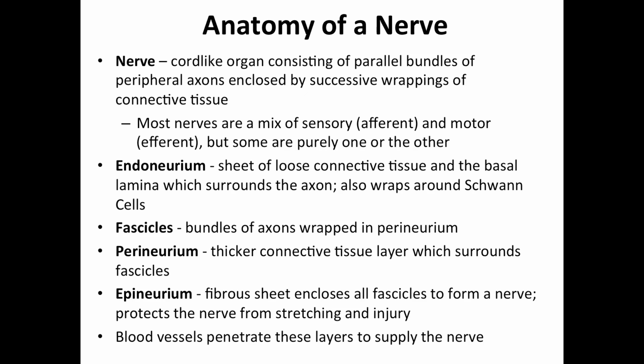So before we can discuss cranial and spinal nerves, you need to make sure that what a nerve is is very familiar to you. Let me begin by saying a nerve and a tract are very different. Tracts are going to be bundles of axons within the CNS, which is why we saw white matter tracts in the brain and white matter tracts in the spinal cord. Anytime you see the word nerve, that should immediately remind you that we are looking at structures in the peripheral nervous system. So the nerve itself is a cord-like organ, parallel bundles of peripheral axons enclosed by successive wrappings of connective tissues.